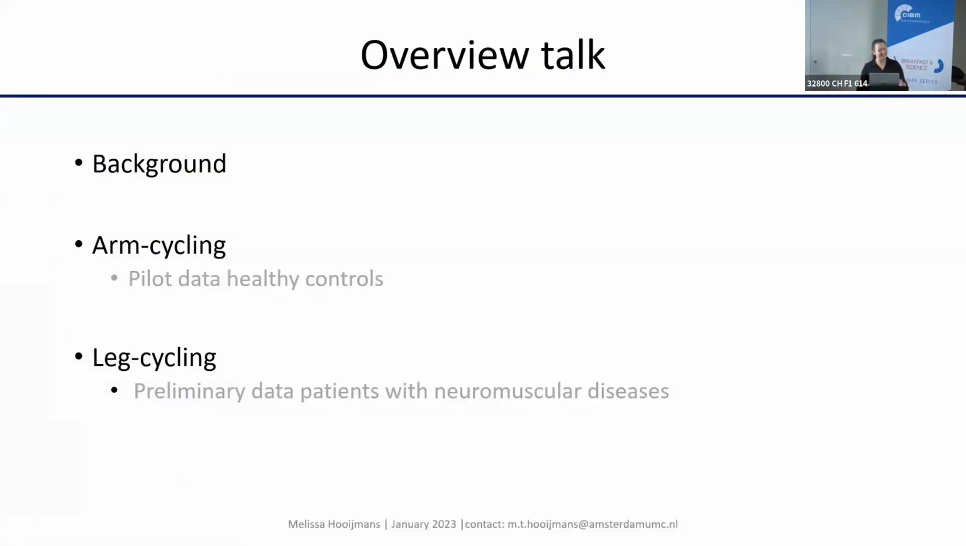The talk today is divided in 3 parts. So I would like to briefly highlight why it's important to develop a platform to measure muscle oxidative capacity in diseased and healthy skeletal muscle. And then I would like to introduce the 2 platforms we now have up and running in Amsterdam UMC, one for arm cycling within the MR bore and one for dynamic leg cycling in the MR bore. I would highlight some pilot data in healthy controls and also some preliminary data in patients with neuromuscular diseases.